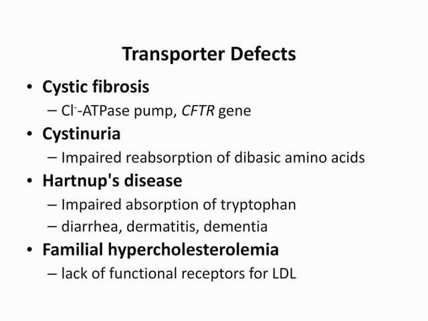Other diseases, cystinuria, so impaired reabsorption of your dibasic amino acid. So if my body can't absorb my amino acid, then it's going to be excreted through my urine. So cystinuria means there's a lot of cysteine in my urine. Hartnup's disease, impaired absorption of tryptophan, so we're not absorbing tryptophan well, can lead to diarrhea, dermatitis, and dementia. And then familial hypercholesterolemia, which is a lack of your functional receptors for LDL. So be able to tell me which disorder relates to what types of conditions.